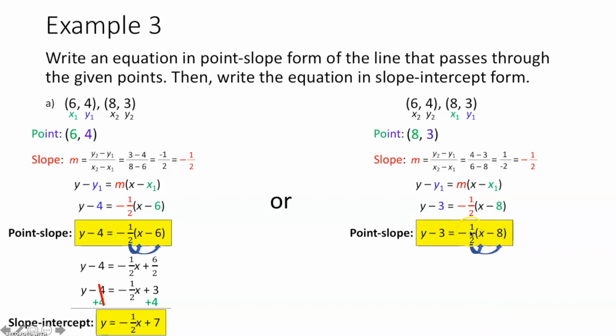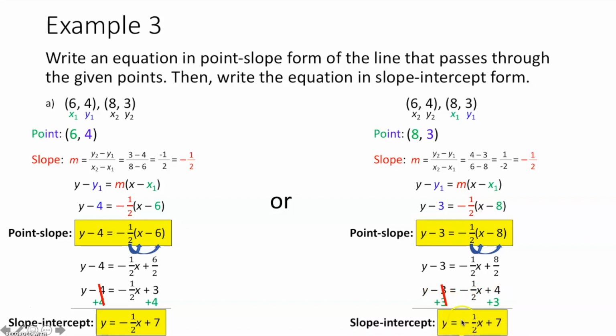How do I multiply negative 1/2 and negative 8? Well, negative 8 is the same thing as negative 8 over 1. So I multiply the numerators together, denominators together, and since it's a negative times a negative, it becomes a positive. So it's positive 8 over 2, which simplifies to 4. Now, again, I need to get y by itself. It's got to be y equals mx plus b, so I add 3 to both sides. That way these cancel out, and I get y is equal to negative 1/2 x plus 7.